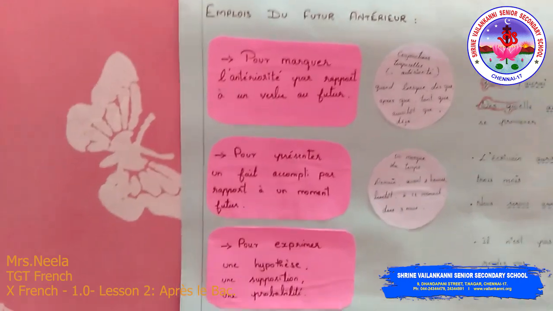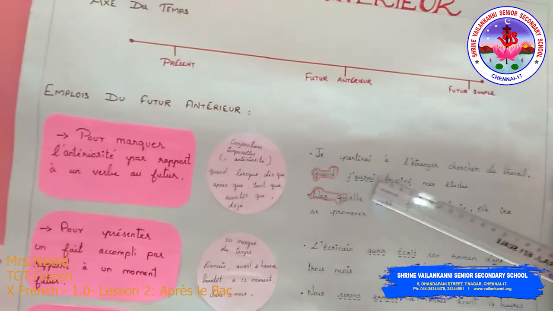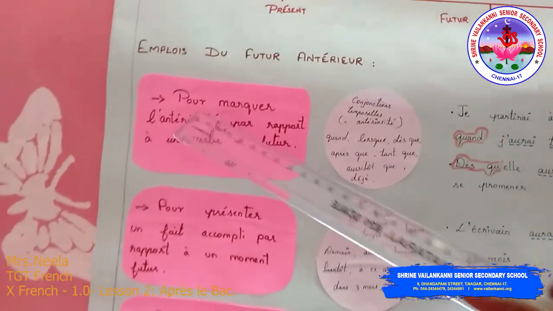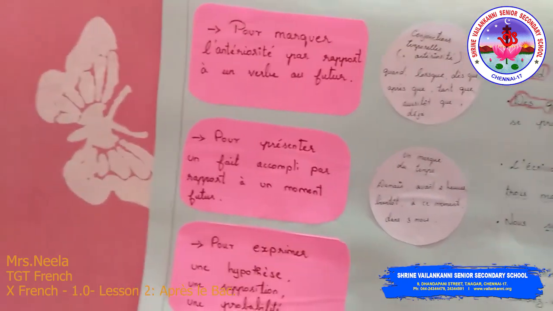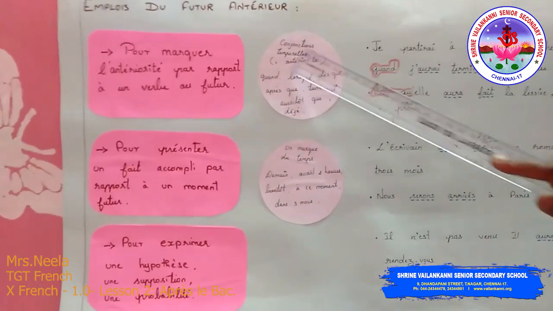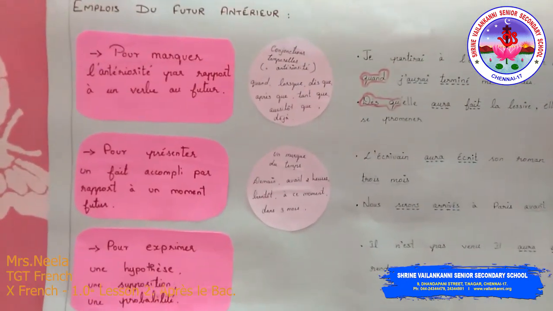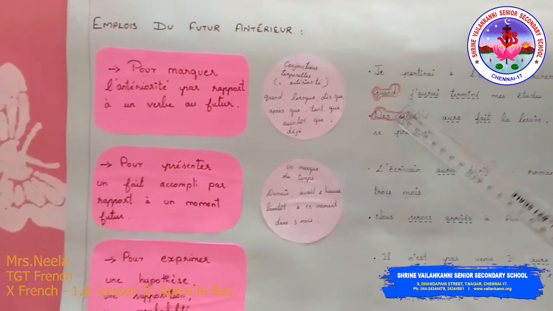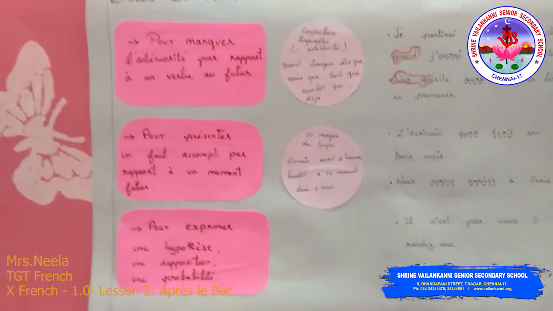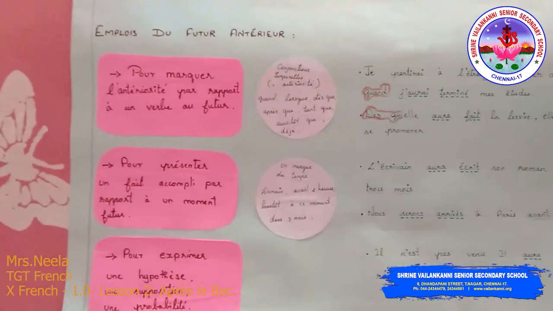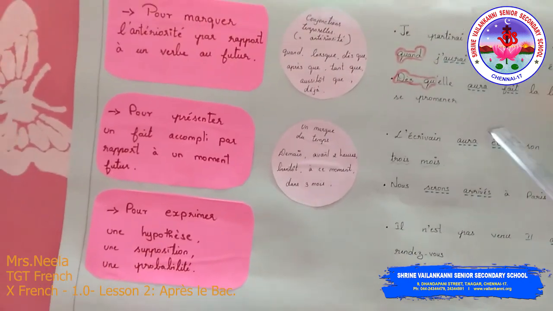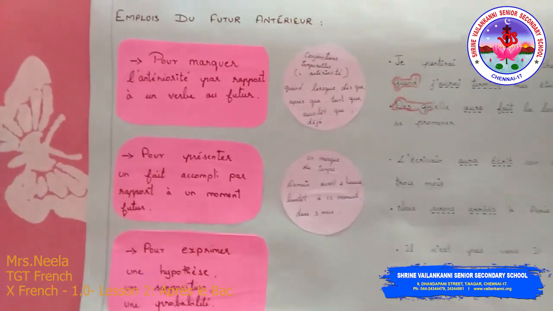Once you have learnt the formation, we will see the uses in detail. As I have said, the first one is pour marquer l'antériorité par rapport à un verbe au futur. Before going into this, you have to know the conjunctions which denote the antériorité: quand, lorsque, dès que, après que, tant que, aussitôt que, déjà. All these conjunctions give you a hint in sentences where you can conjugate verbs in futur antérieur. See the example over here.